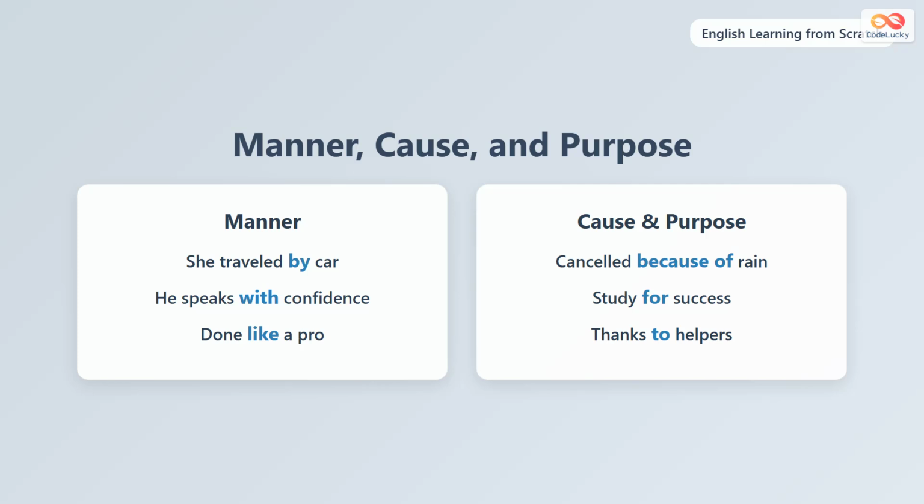By shows means of transportation like travel by car. With shows accompanying quality like speak with confidence. Because of shows reason like canceled because of rain. For shows purpose like study for success. To shows receiving benefit like thanks to helpers.